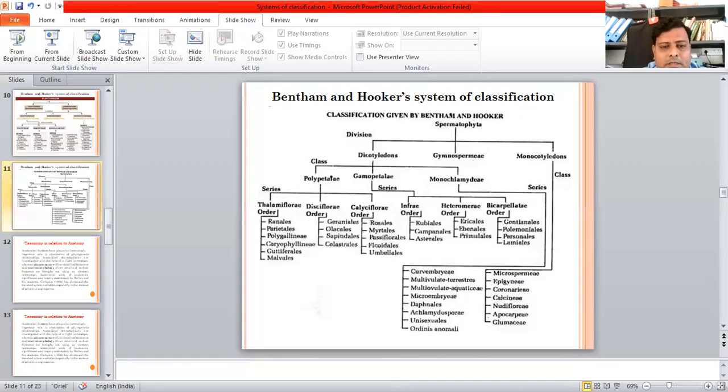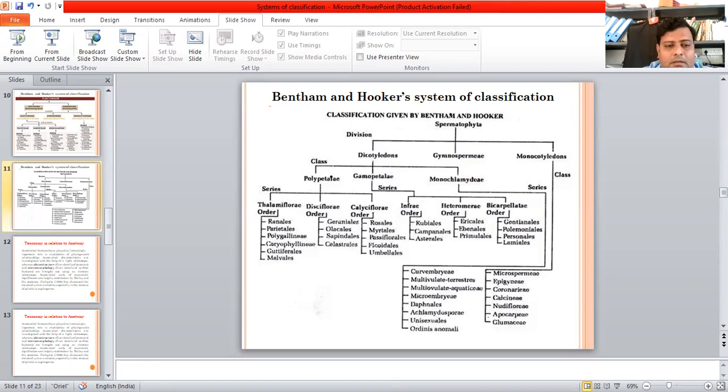In the series Inferae, the ovary is inferior, and the stamens are usually equal in number to the corolla lobes. It is further divided into three orders and 9 families. The series Heteromerae has the following characters: the ovary is usually superior, stamens are epipetalous or free from the corolla, either equal or double the number of petals, and the carpels are more than two, in two distinct whorls.